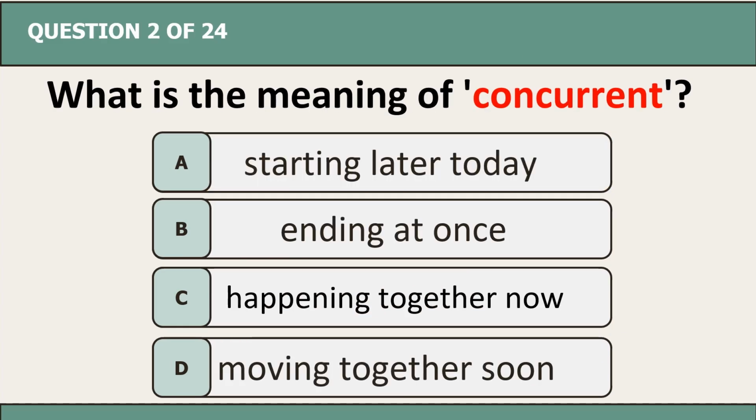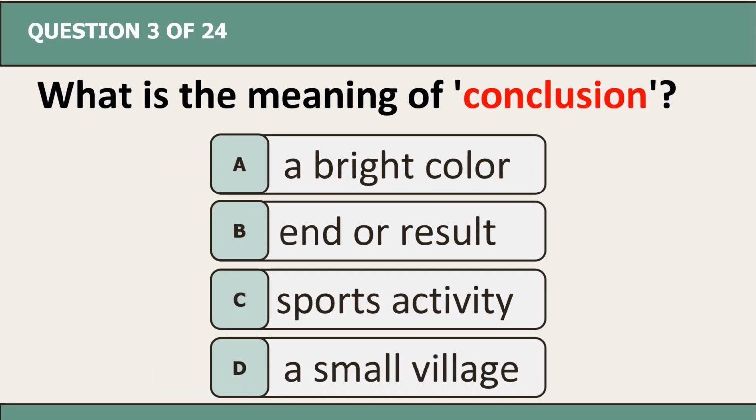Question 2. What is the meaning of concurrent? The correct option is C. Happening together now. Question 3. What is the meaning of conclusion? The correct option is B. End or result.